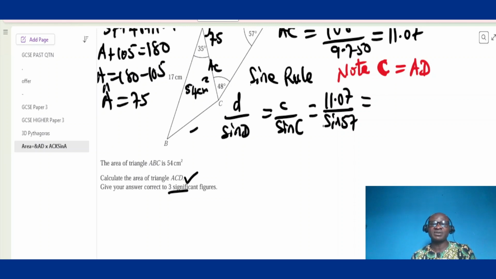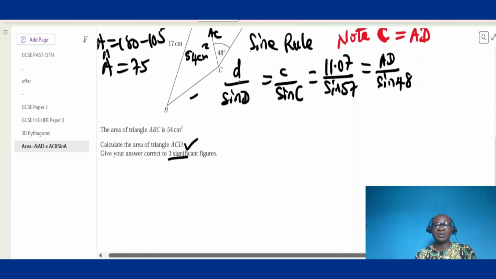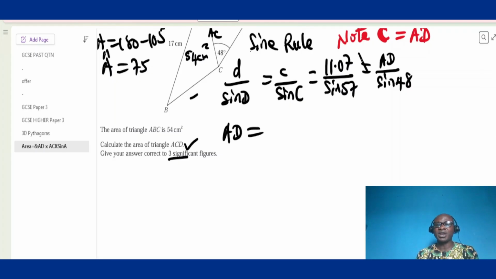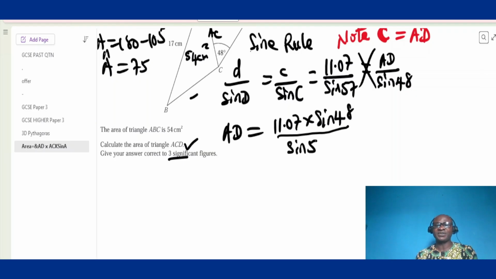11.07 over sine 57 is equal to that AC, which now I can write as AD all over the opposite of the angle, which is sine 48. Beautiful. We now cross multiply and get our value. So what do I do now? I can now write AD is equal to, taking a cross multiplication here, 11.07 multiplied by sine 48, all divided by sine 57. This is beautiful.